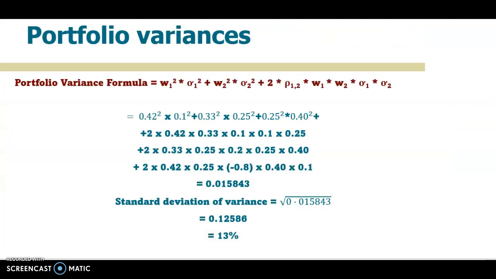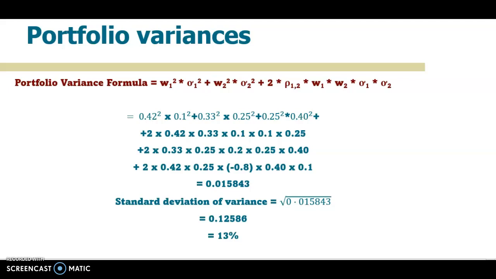Using the formula, portfolio variance is equal to the square of the portfolio weight of X multiplied by the square of the variance of asset X, plus the square of the portfolio weight of asset Y multiplied by the square of the variance of asset Y, and then plus the square of the portfolio weight of asset Z multiplied by the square of the variance of asset Z.